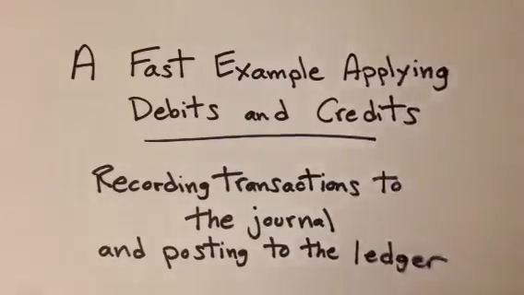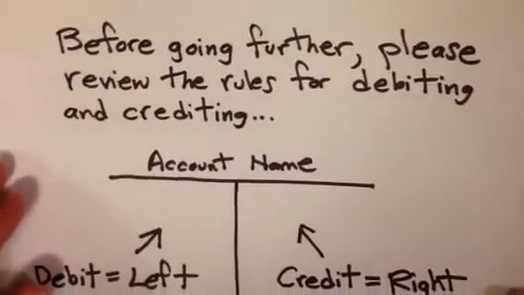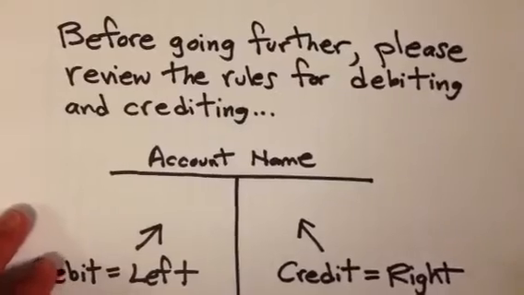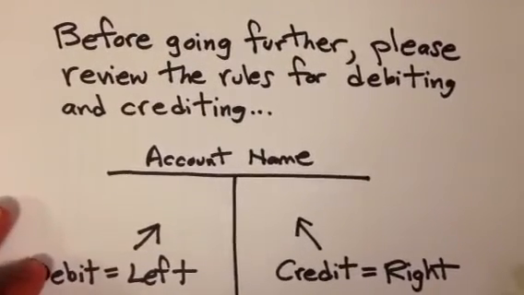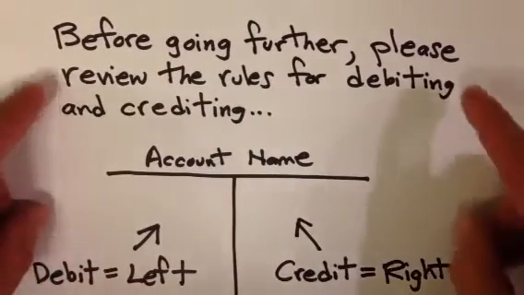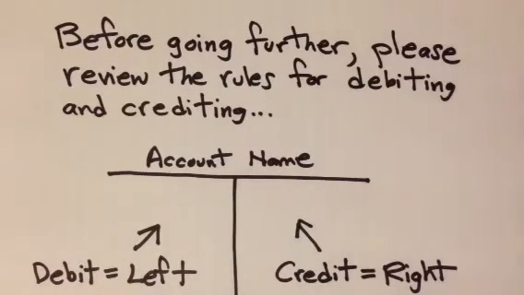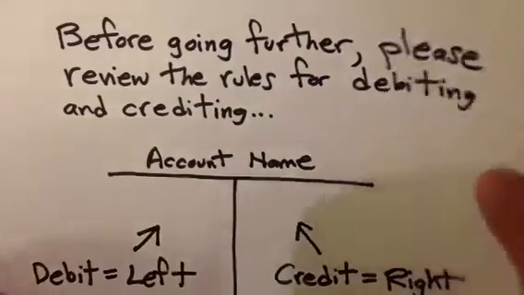The other thing I'd like to ask, before you go any further with this video, make sure that in the financial accounting textbook, or your notes, or in the online materials that we've provided, that you please review the standard rules for debiting and crediting that show when you debit a specific type of account and credit a specific type of account. Those rules are very important, and if you're not familiar with them, you won't really understand the example that I'm about to show you very quickly.